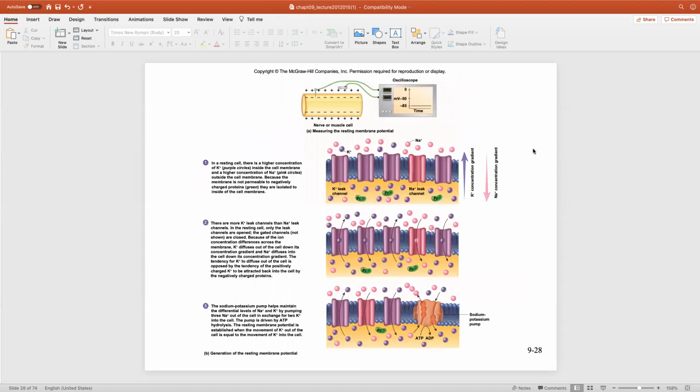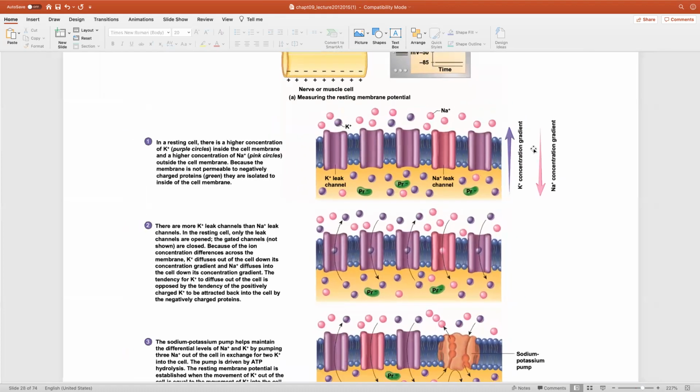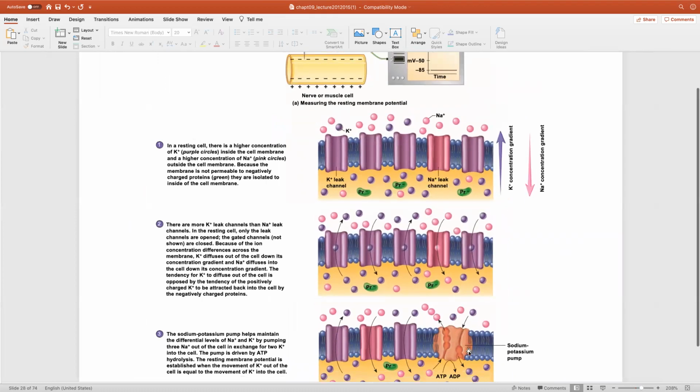Well, the RMP is caused by a couple of things. One, the sodium-potassium pump. The second thing we're going to see is that there are a lot of leakage channels. The leakage channels we're going to see are not gated, meaning they're always continuously open. And what we're going to see is that there are a lot more potassium leakage channels in our skeletal muscles and in our neurons than sodium leakage channels. Now, why is this important?